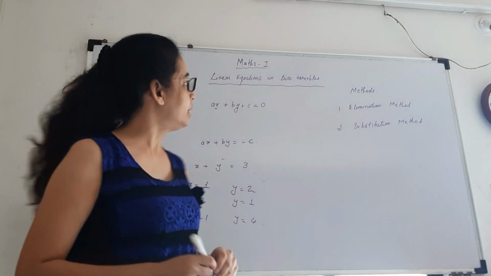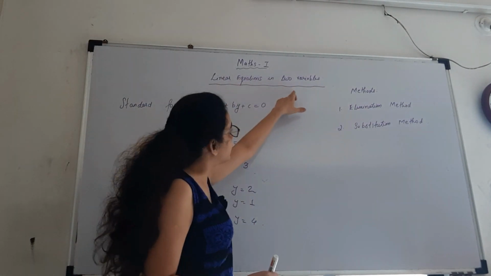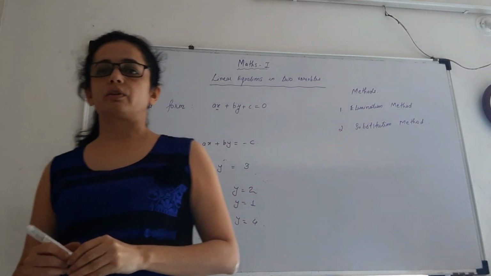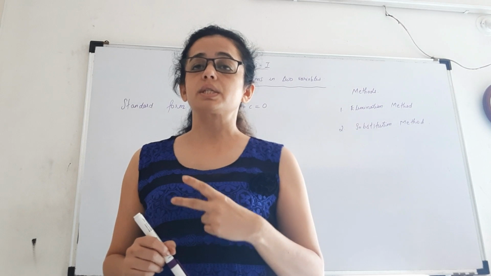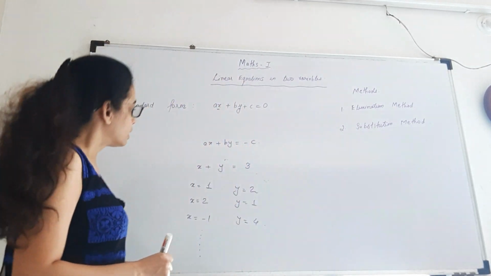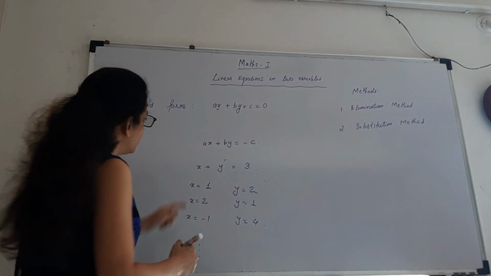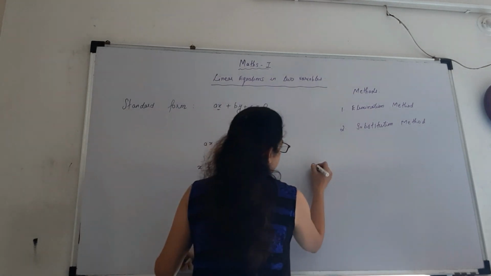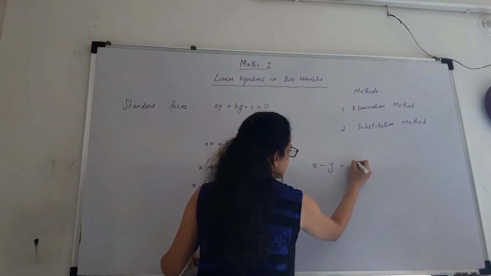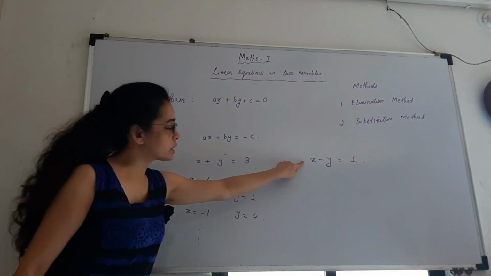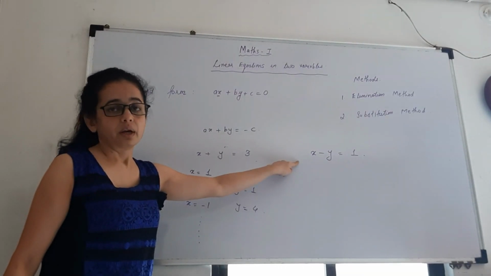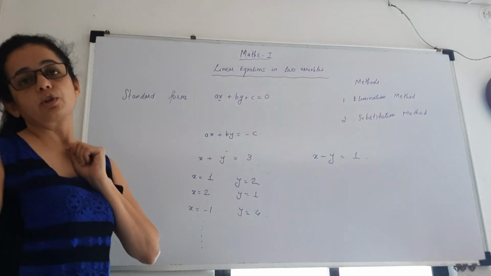Now what do you mean by simultaneous equations? Simultaneous equations means two equations such that we find values that satisfy both the equations. This is say one equation. I take another equation wherein x minus y is equal to say 1. When I want to solve these two equations at the same time, we have just one and only one solution.